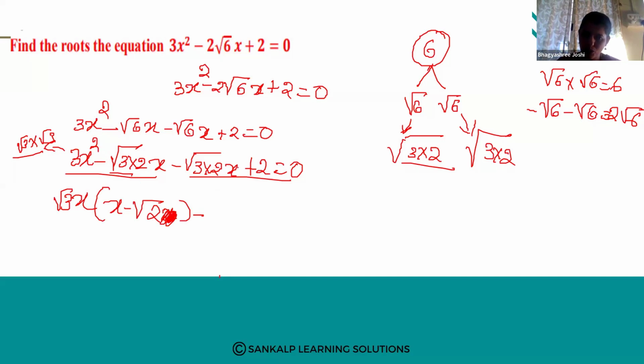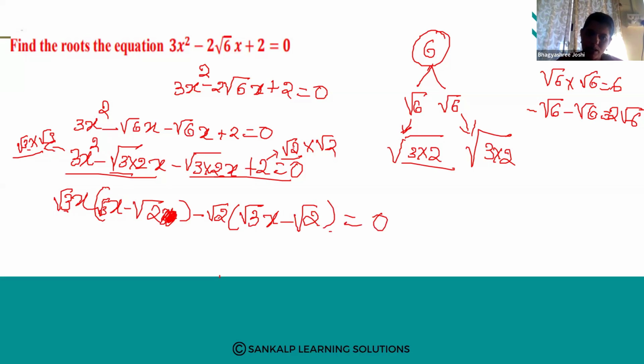Here root 3 into 2, here 2 is there. So 2 can be written as root 2 into root 2. So here 2 root 2 is there. Here also root 2 is there. So I will take root 2 common. So here 1 root 3 I have taken common. So 1 root 3 is there, right? So root 3x minus 2 root 2, 2 root 2 already I have taken common. So 1 root 2. Root 3x minus root 2. So these two factors I will get.